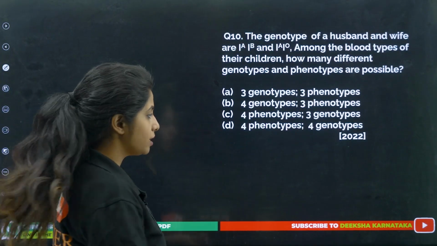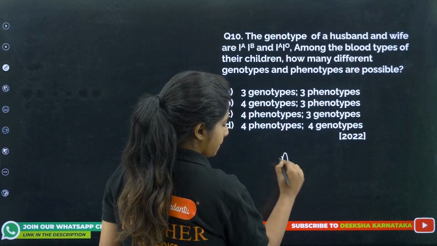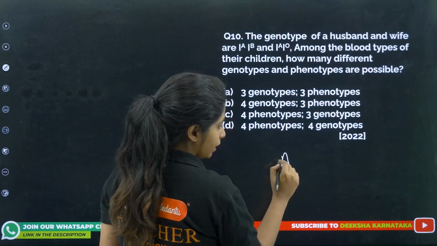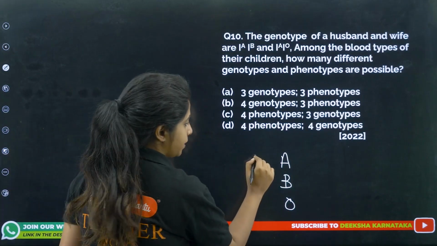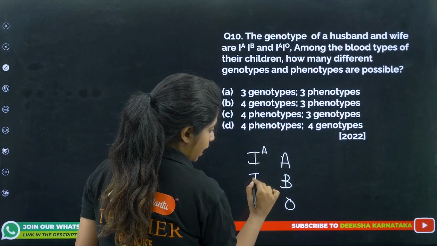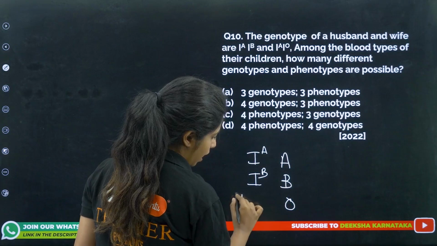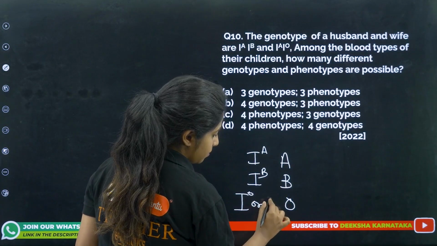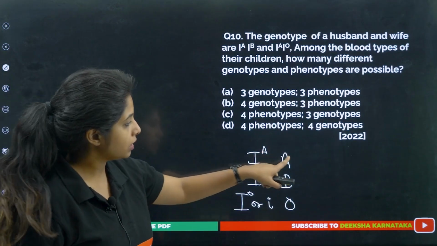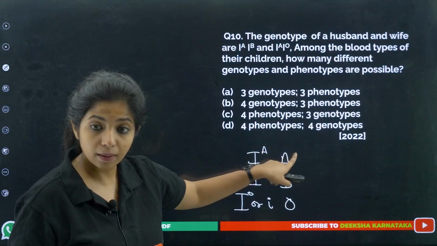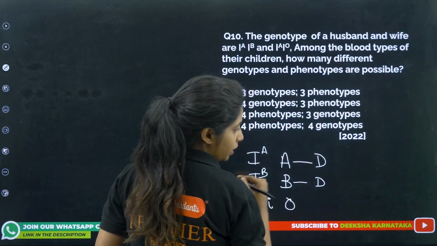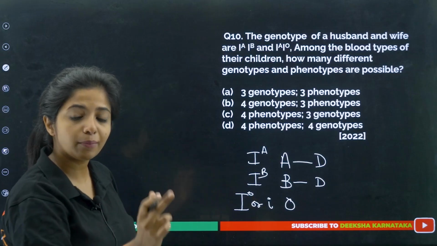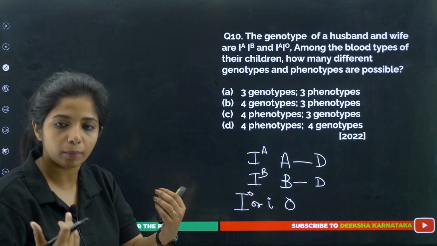Let's begin that. First tell me, children, if A, B and O genes are there, this is represented by IA, this is represented by IB, and this is represented by either IO or i. Is this a dominant gene? If something else comes, will it show up? Yes, this is a dominant one. This is also a dominant one. When both of them come together, it will be AB blood group because both of them will show codominance.